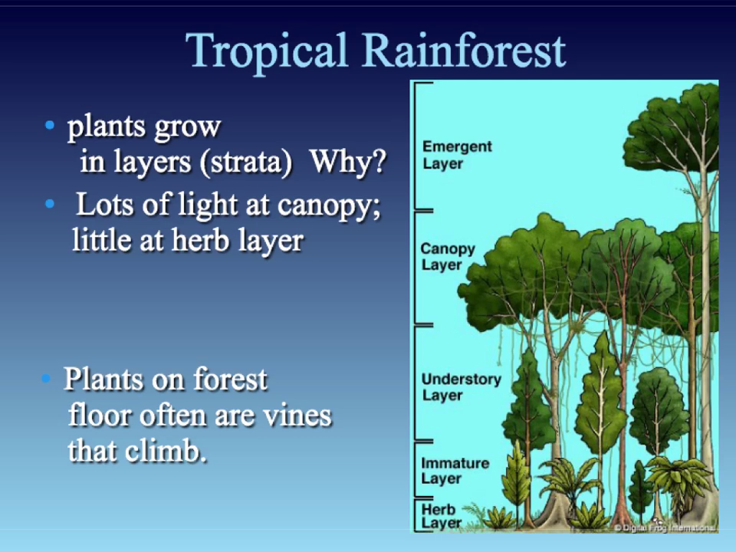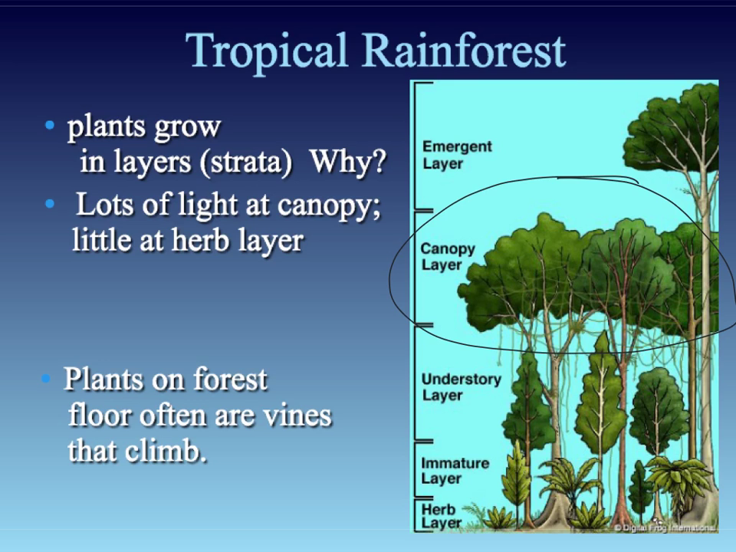Some other characteristics of tropical rainforests are that the plants grow in layers, and those layers we call strata. And you can see here that there is a pretty heavy canopy layer, and that's right here. We have a lot of trees growing there, and that's where the vines will start to climb up to get up to the canopy. There is a lot of wildlife that lives in the canopy.